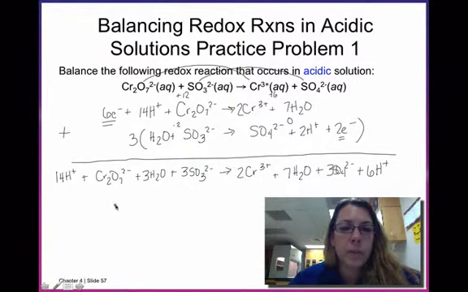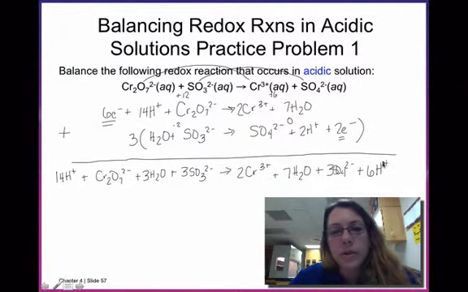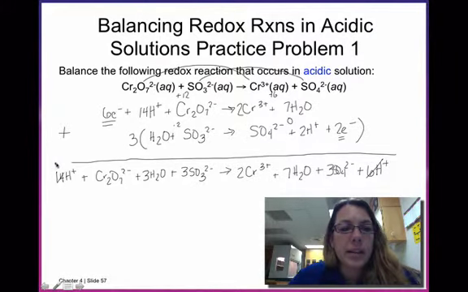Now what I look for is what can I cancel out? Well, I see that there's hydrogens on both sides. So I have 6 hydrogens and 14 hydrogens. Those 6 are going to go away, and that's going to leave me with 8 over here. And then I also see I have waters on both sides. So these 3 waters are going to go away, and I'm going to be left with 4 right there, and nothing else is going to cancel.